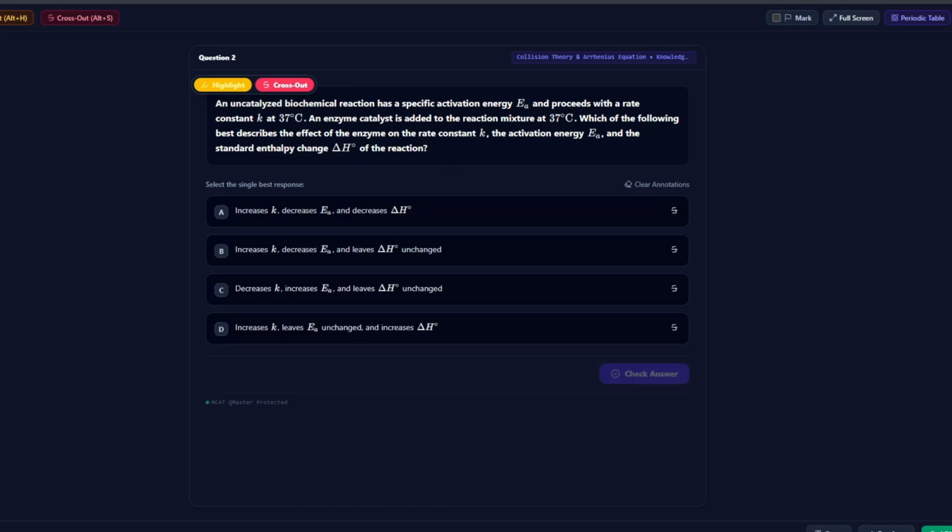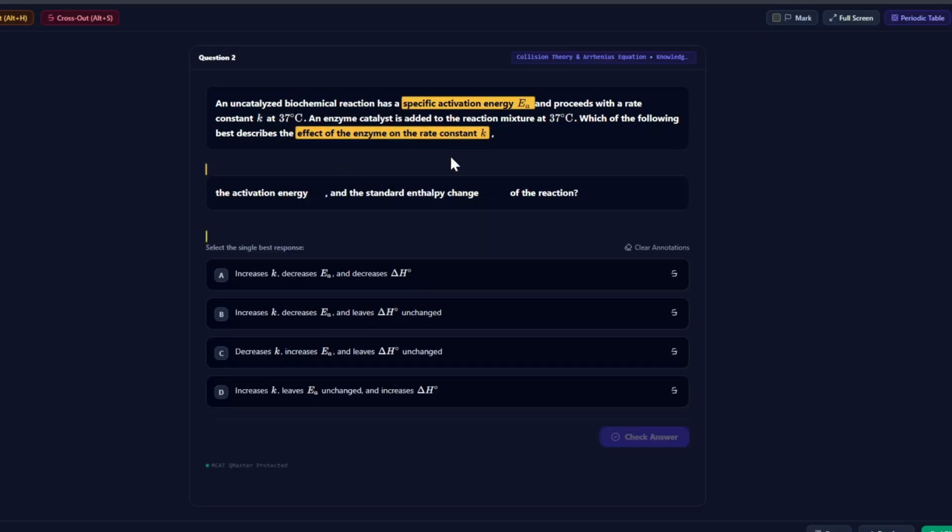So you want to read through it. The enzyme catalyzes a reaction with a specific activation energy and proceeds with a rate constant K at 37 degrees Celsius. Which of the following best describes the effect of the enzyme on the reaction? So to be able to know, whoa, what happened?